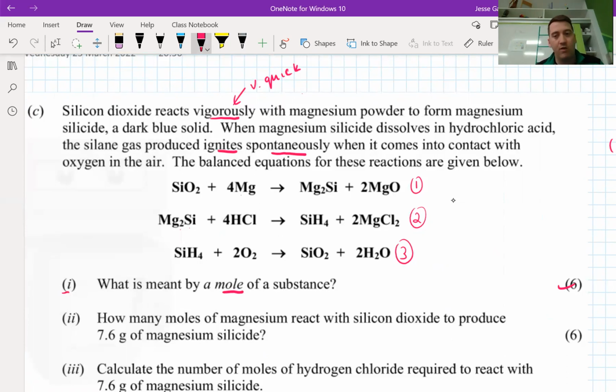Easy definitions, but only easy if you practice them and you know them. All right, let's look at the second bit. It says, how many moles of magnesium react with silicon dioxide to produce 7.6 grams of magnesium silicide?